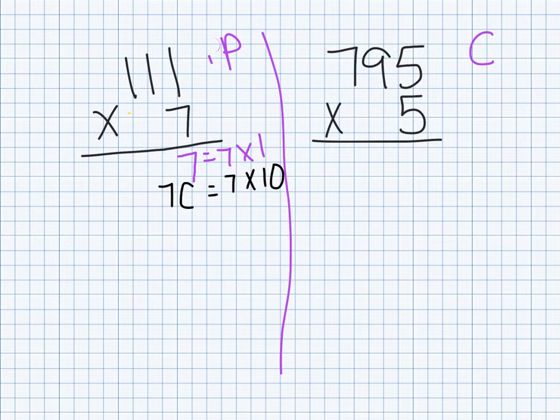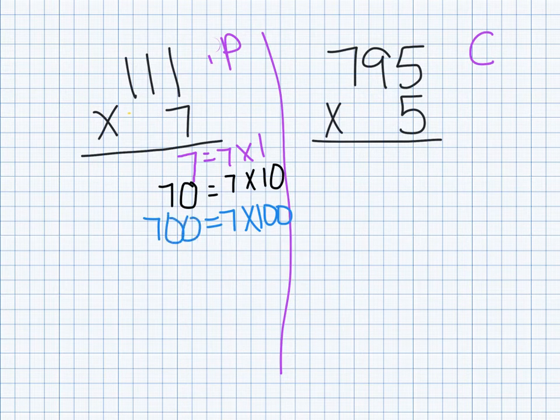And I have to line them all up. If I don't line them all up, it won't work. And then my next zone is going to be the 100 zone. So I'm going to do 7 times 100. And that is representing this hundreds right here. So 7 times 100 is 700.